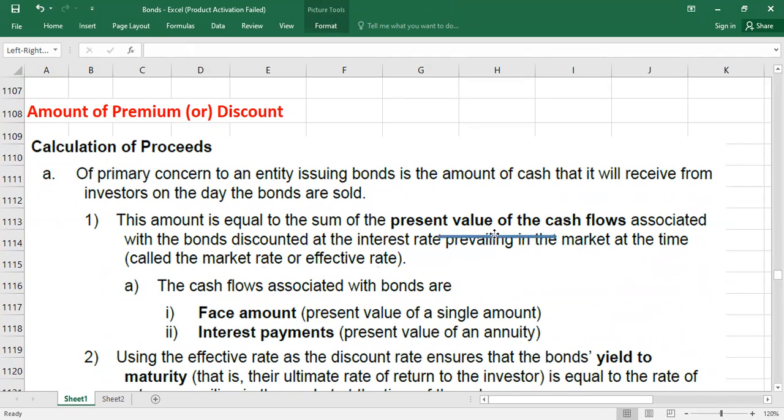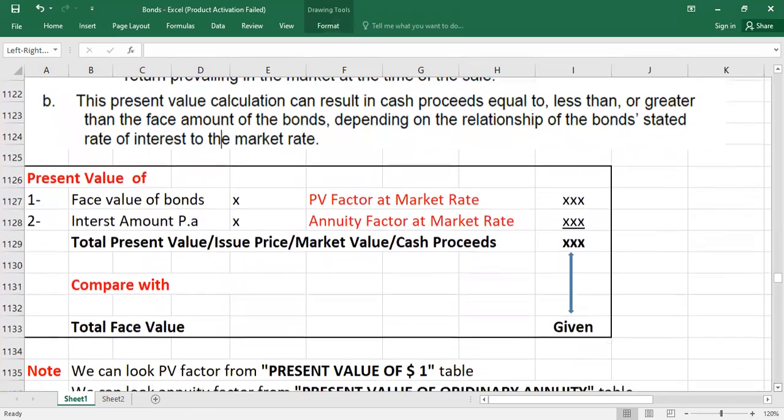In short, we need to simply calculate the present value of two things: the present value of the face amount, and the present value of periodic interest payments. We convert back the face value and interest payments to present values, and then we compare them with the total face value, and we can calculate the amount of premium or discount. So here we go. Here we have a small format.